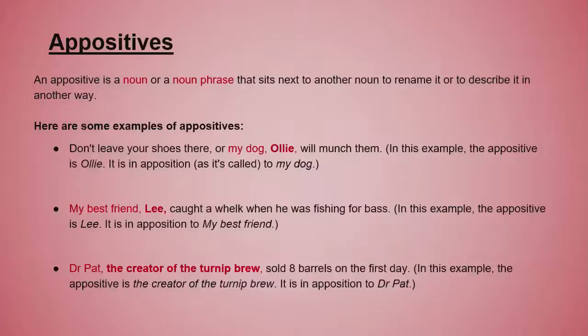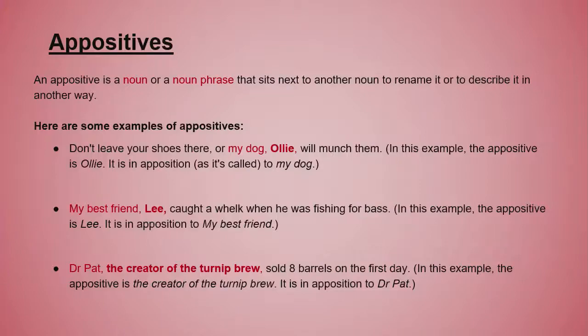Appositives. An appositive is a noun or a noun phrase that sits next to another noun to rename it or to describe it in another way. Here are some examples of appositives. Don't leave your shoes there, or my dog, Ollie, will munch them. In this example, the appositive is Ollie. It is in apposition, as it is called, to my dog.